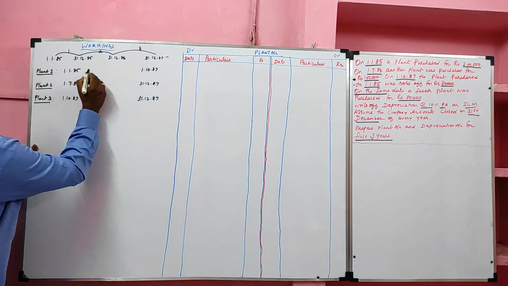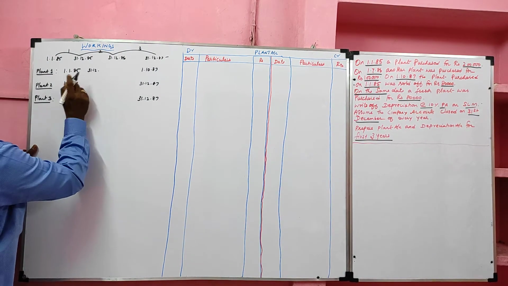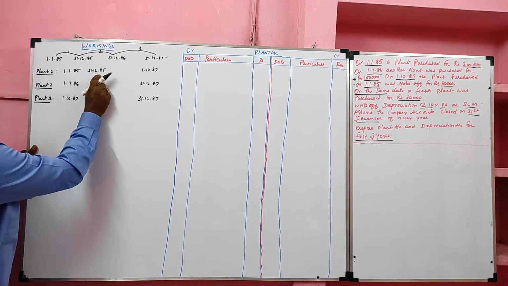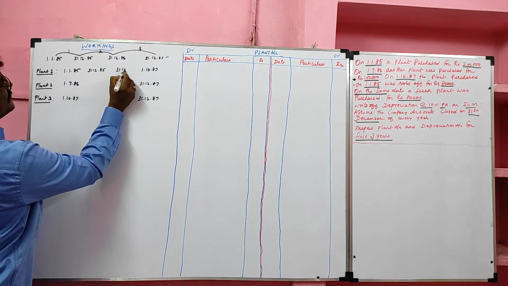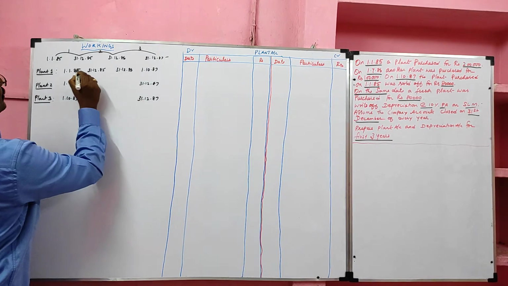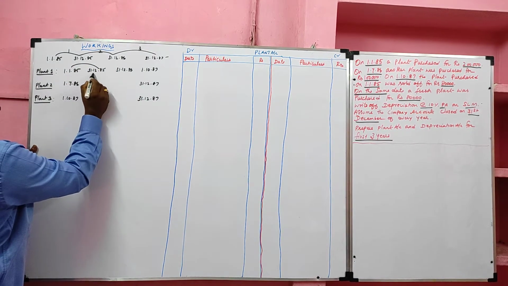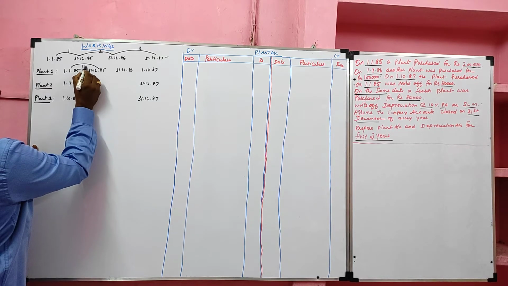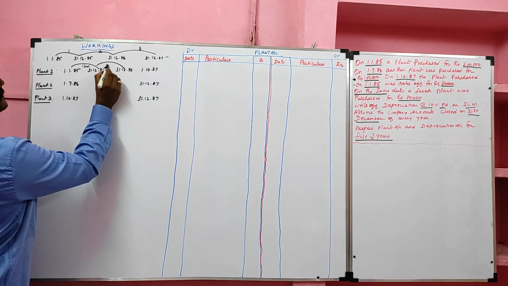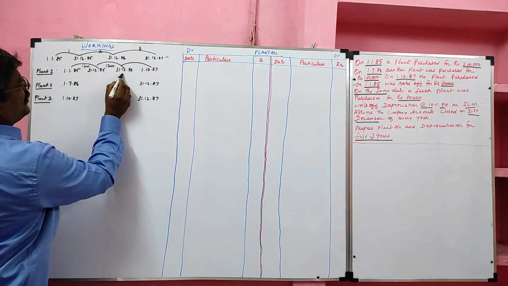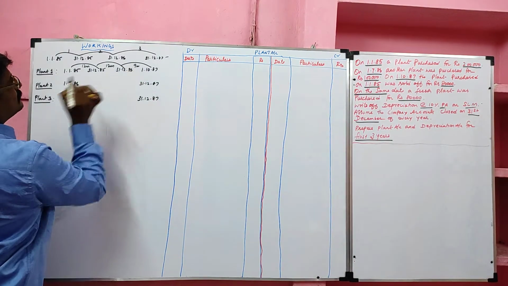Now, for the first plant, the first year ends on 31st December 1985. The second year ends on 31st December 1986. So, from 1st January 1985 to 31st December 1985, how many months? 12 months. Then in the second year also they used 12 months. In the third year, the first plant was used only for 9 months.